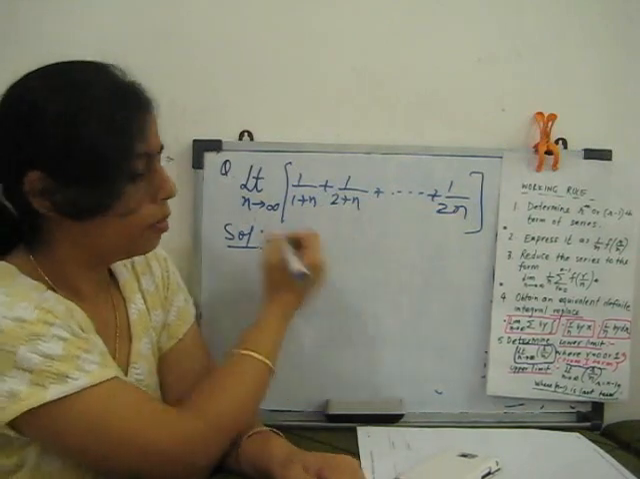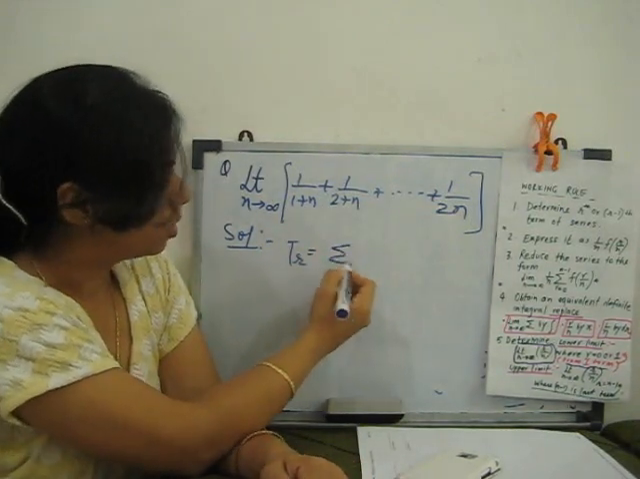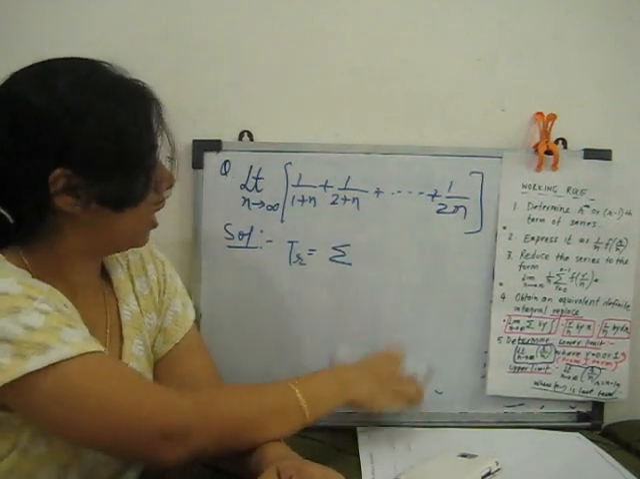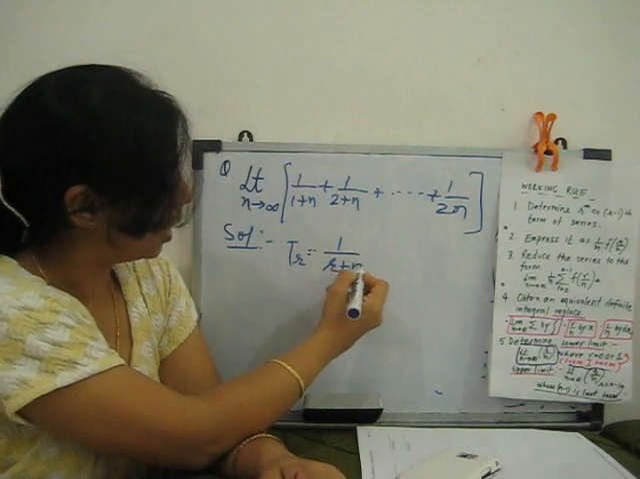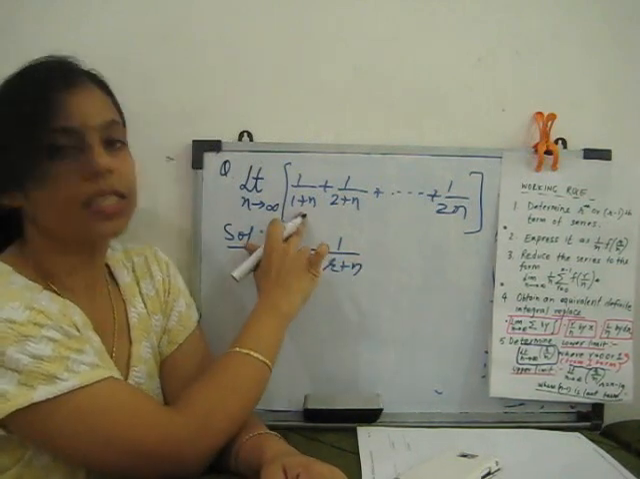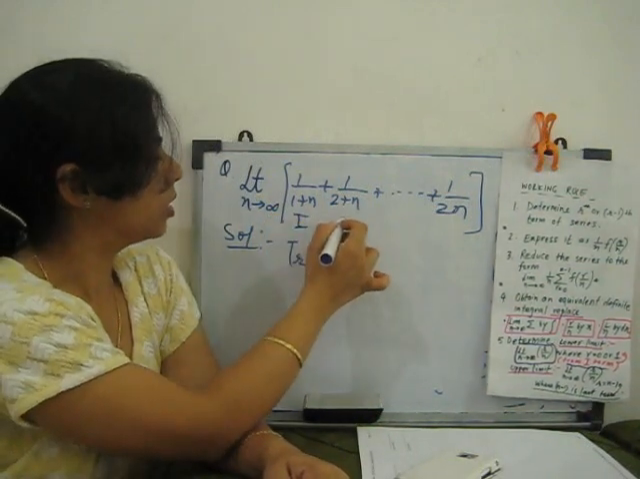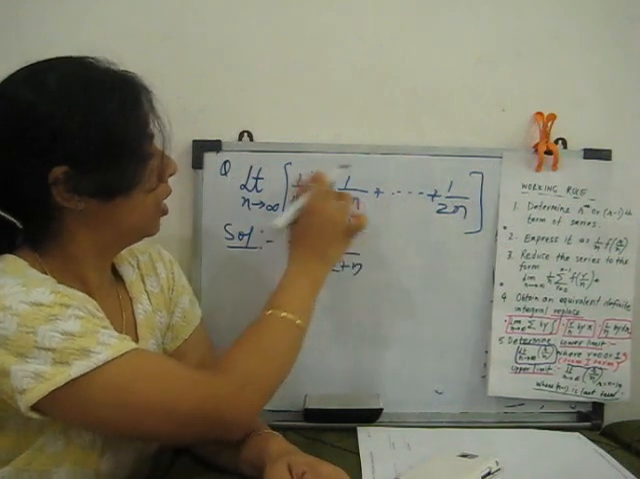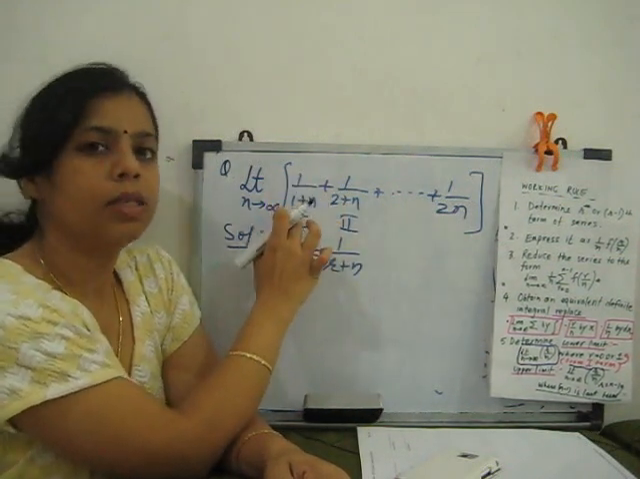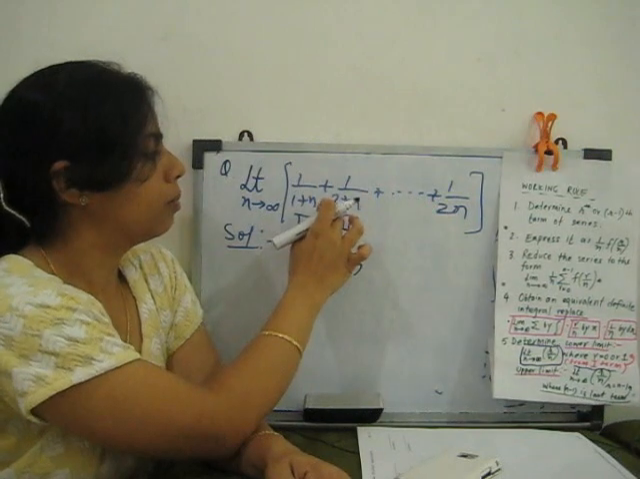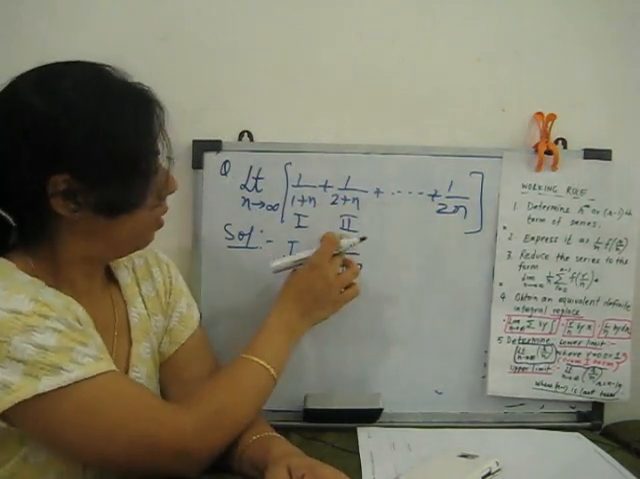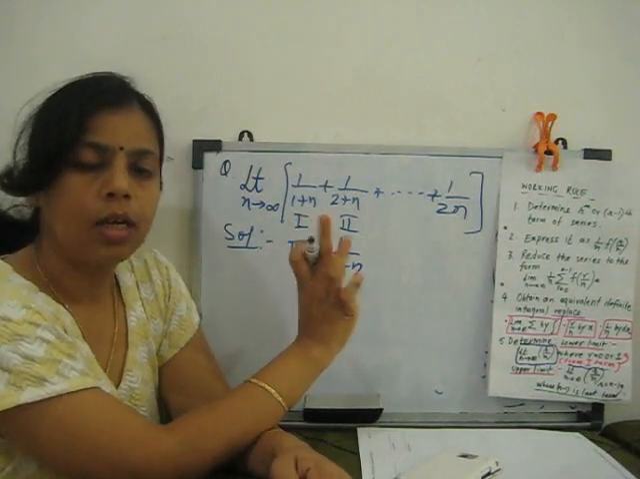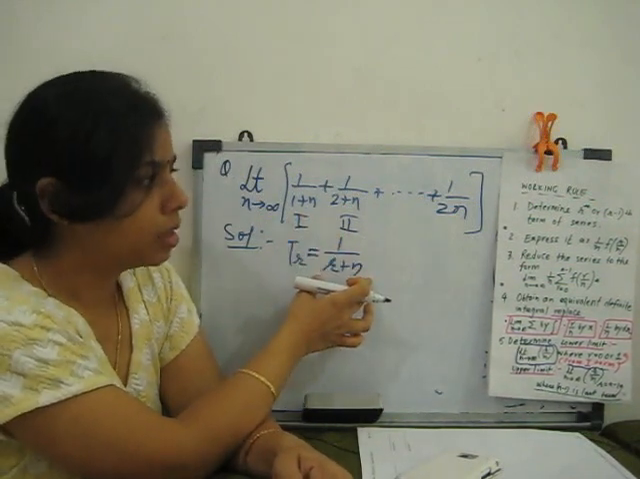The rth term of the summation: if we determine only the rth term, then that term is 1 by r plus n. See, the first term is 1 by 1 plus n, the second is 1 by 2 plus n, the third is 1 by 3 plus n. So the rth term is 1 by r plus n. Clear? So this is our rth term.